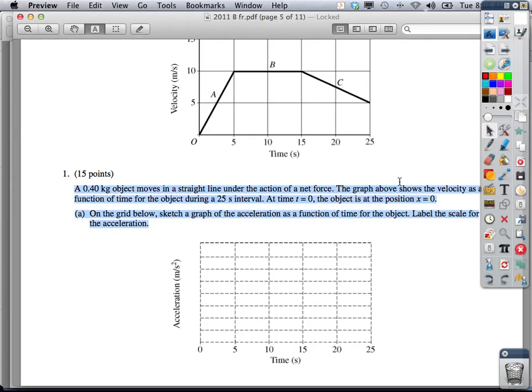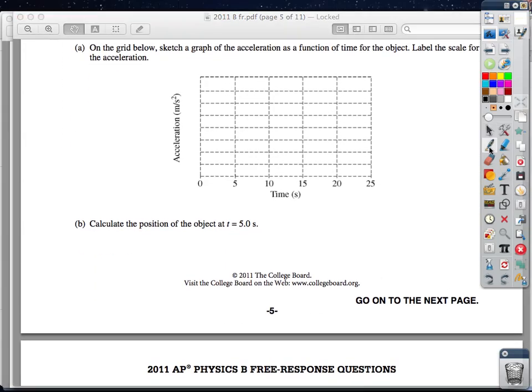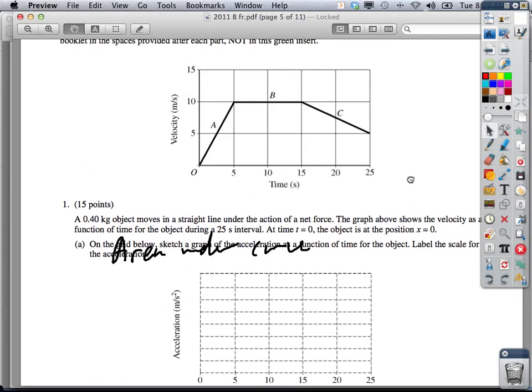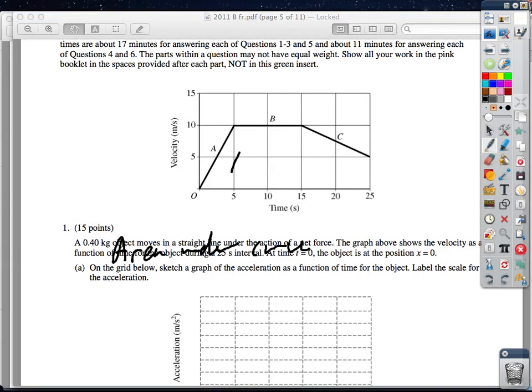Head down south as it were. Calculate the position of the object at t equals 5 seconds. The easiest way to do that is just area under the curve. It's just this area, because this area is equal to velocity times time, and velocity times time is displacement, right?